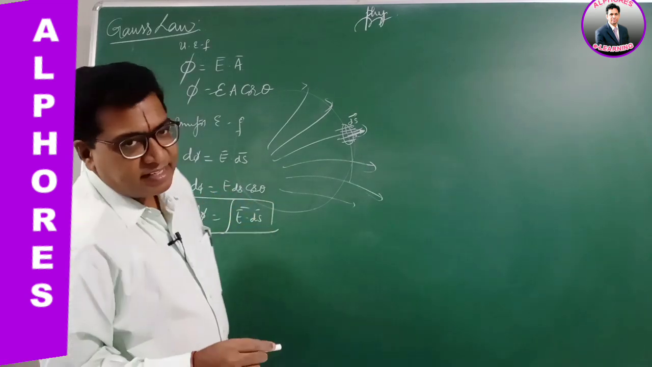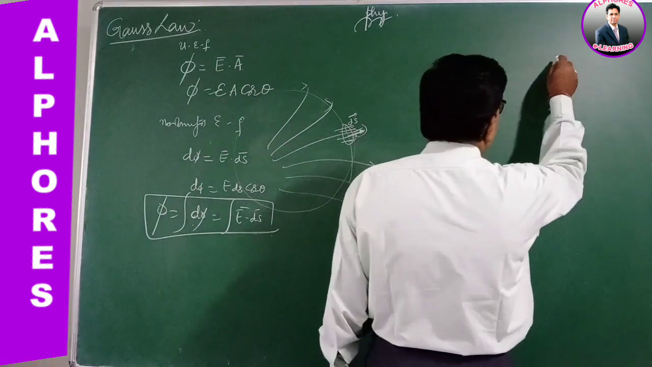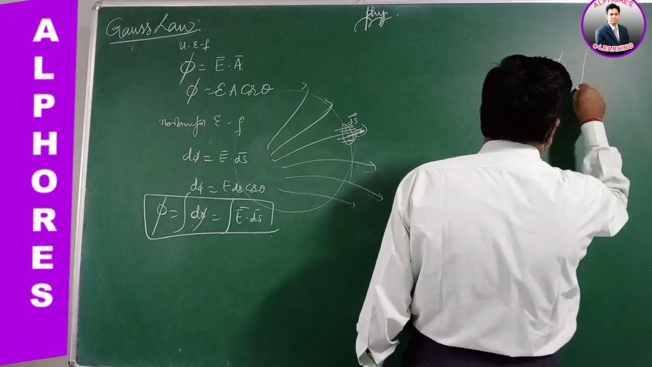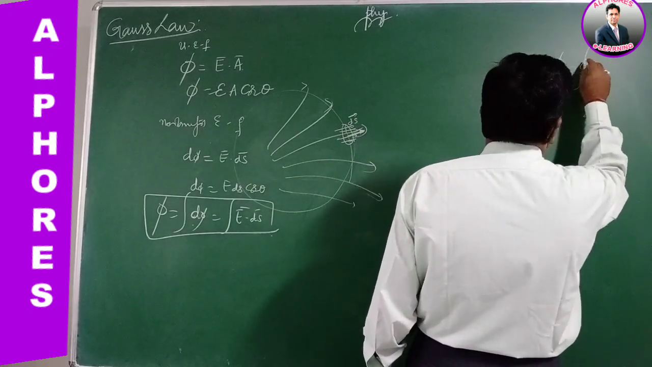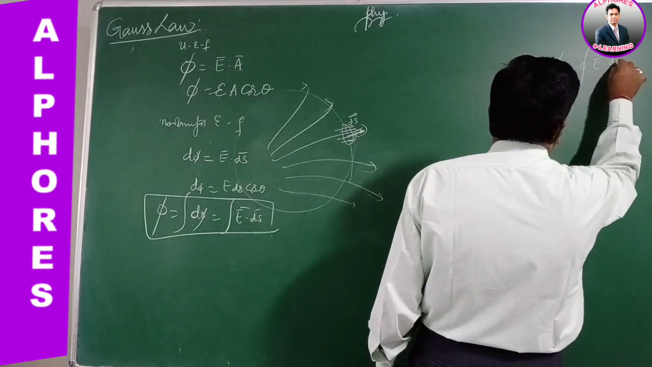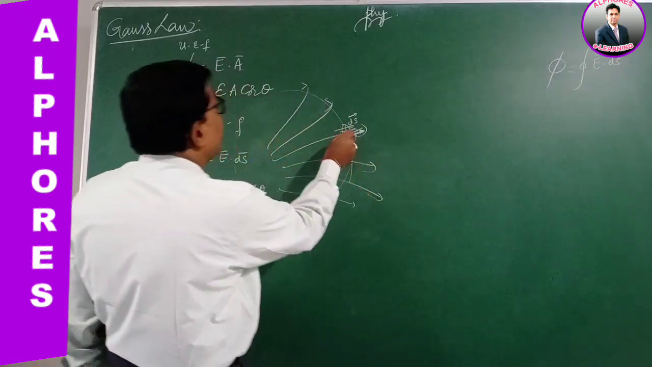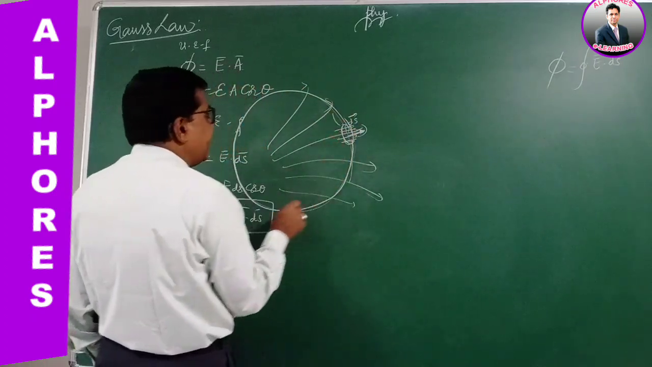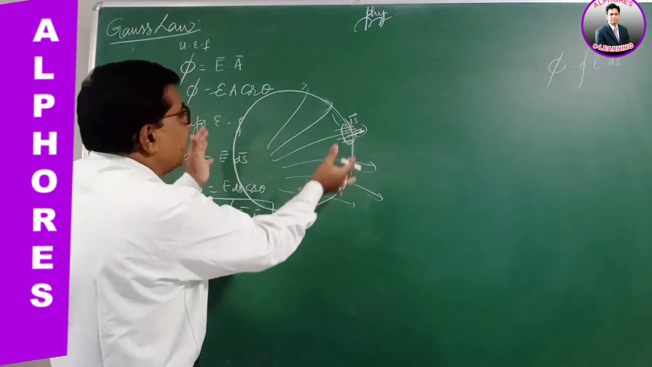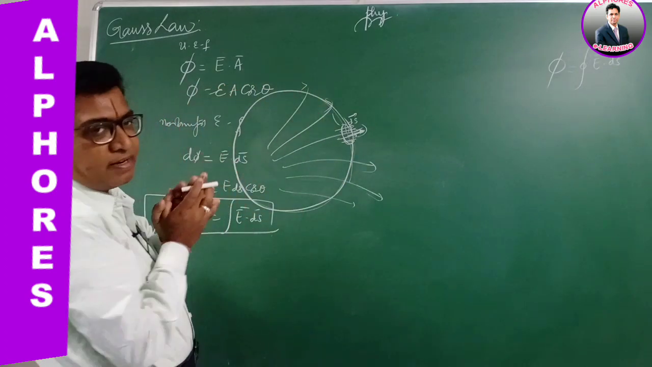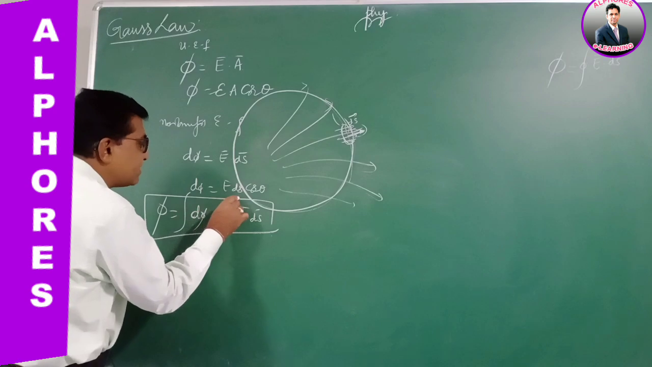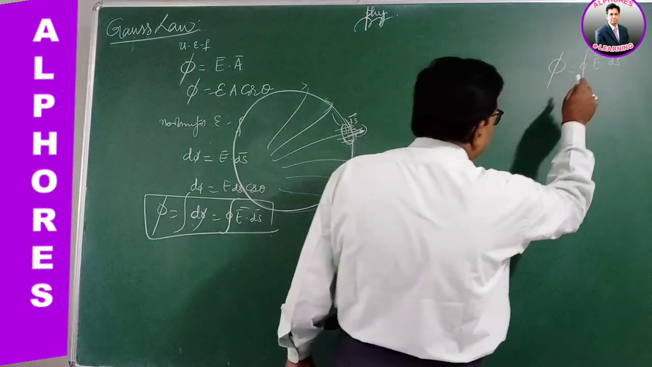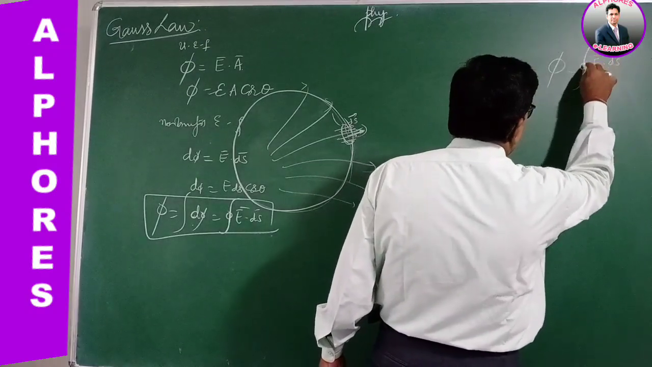By the definition of electric flux in general, it can be mathematically represented as the surface integral of E dot ds. If I consider an enclosed surface like this, over which I imagine such area elements, the total electric flux through the total enclosed surface is given by the surface integral of the electric field over that enclosed area.